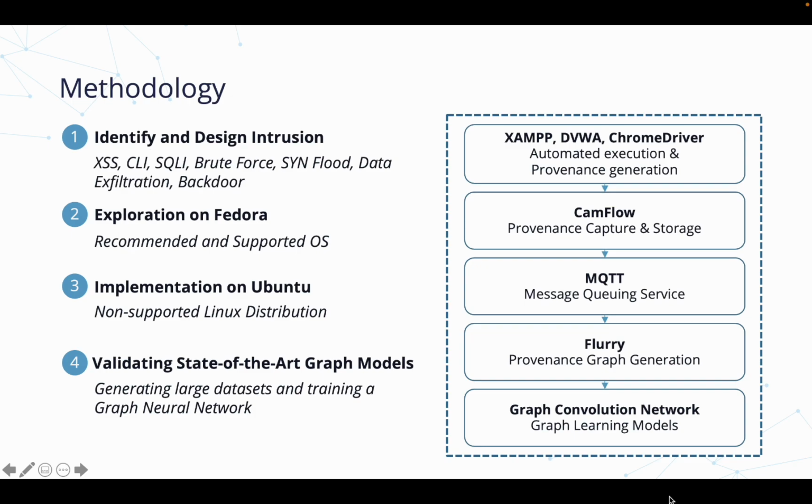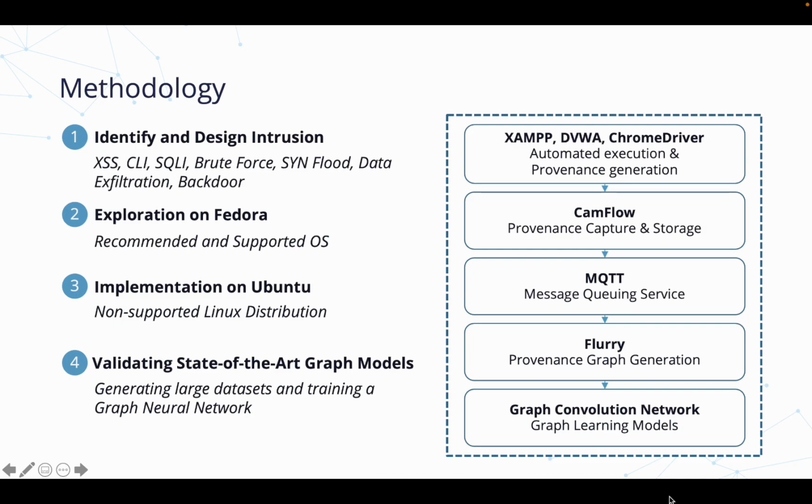Now onto the methodology. There are 4 main sections. First, I identified 7 key attacks and designed intrusion scenarios for them. Next, I first did some exploration on Fedora, the recommended OS, then implemented Flurry on Ubuntu. Lastly, I generated large provenance graph datasets and trained a graph neural network.